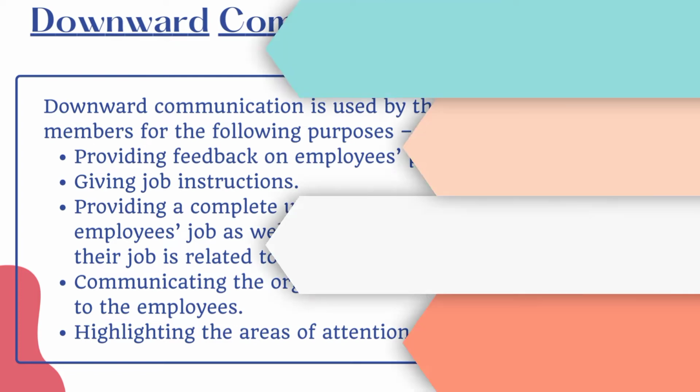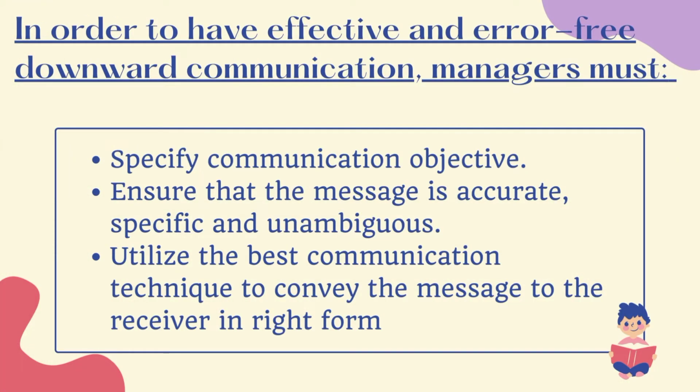So in order to have effective and error-free downward communication, seniors must specify communication objectives, ensure that the message is accurate, specific, and unambiguous, or simple or lucid. Utilize the best communication technique to convey the message to the receivers in right form.